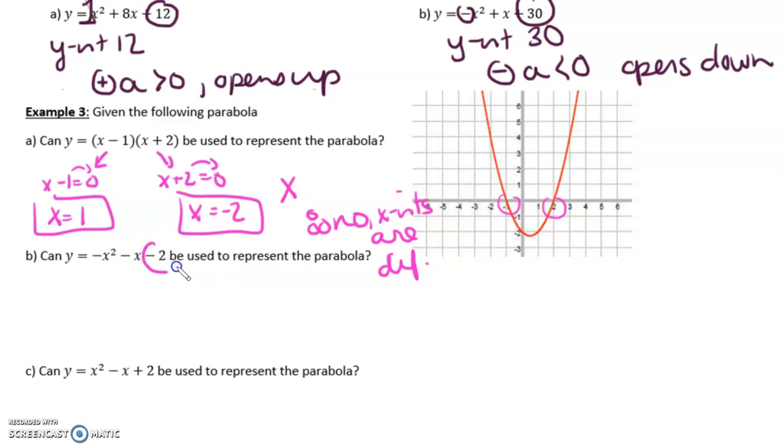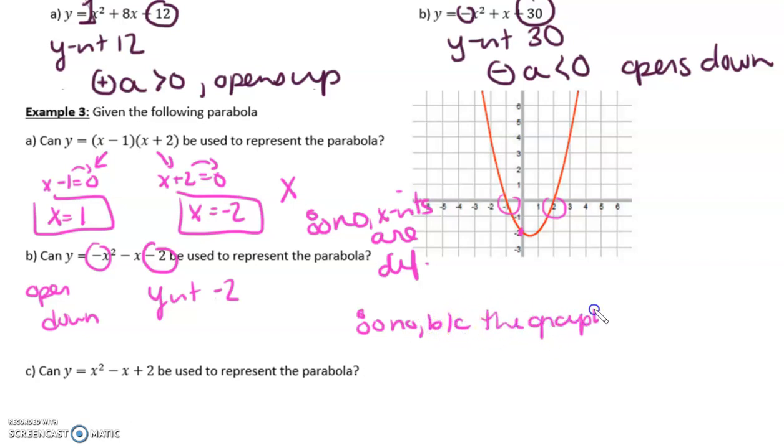Okay, can this be used to represent the parabola? Well, I'm going to take a look here. So this tells us that we have a y-intercept of -2. Let's cross-reference. Yep, y-intercept is -2. Now this says that we open down. This clearly opens up, therefore no, because the graph should have a positive a value.